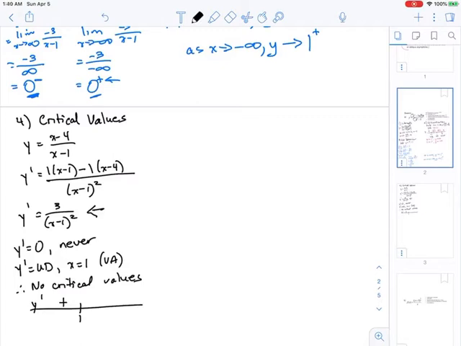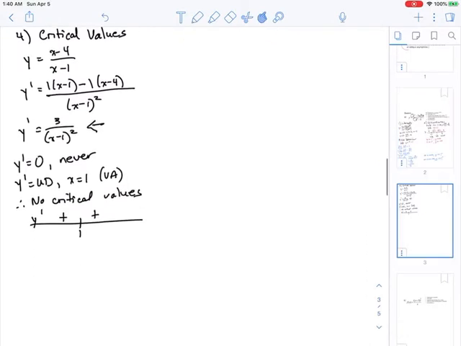And similarly on the other side, it doesn't matter what value we put in here. The denominator is always going to be positive, the numerator is always going to be positive, so this is always going to be positive. So that means then that this function is increasing here and it's increasing here.